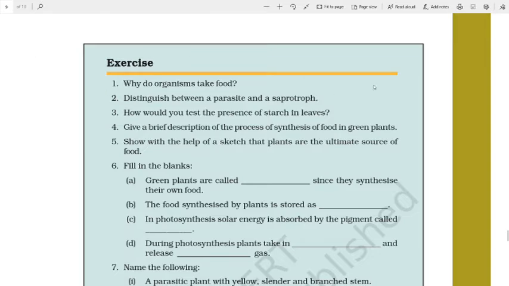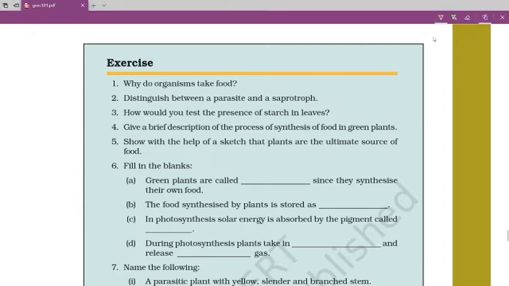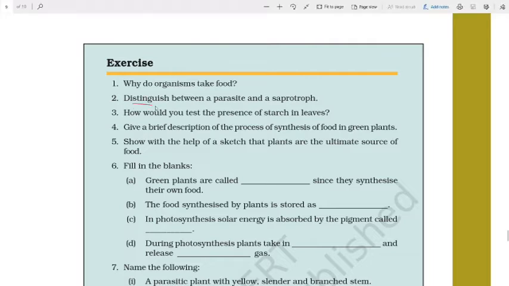The next question is: distinguish between a parasite and a saprotroph. What is the difference between parasites and saprotrophs? These are the two terms we have discussed in the chapter. Parasites are those organisms that grow on the body of other organisms and derive nutrients from it. Saprotrophs are those organisms which take their food from dead and decaying organisms. That's why their name is saprotrophs.